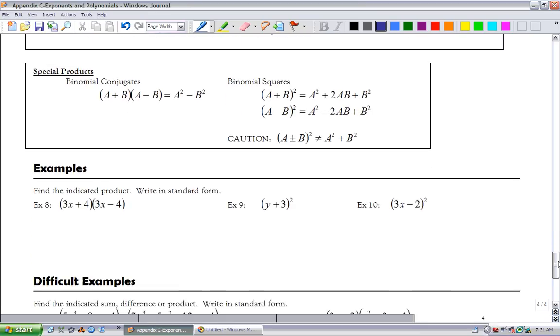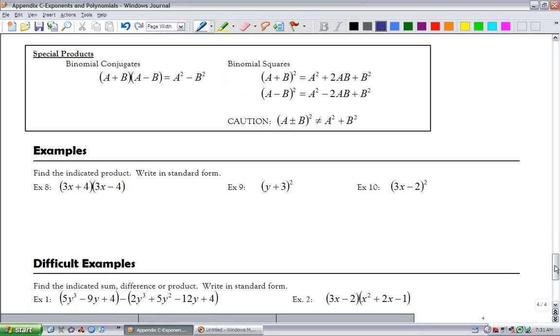Alright? Last thing we're going to look at are special products. These are special cases with multiplying polynomials, and it's important for you to remember them. One of the things that we want to look at here is why these things are true.